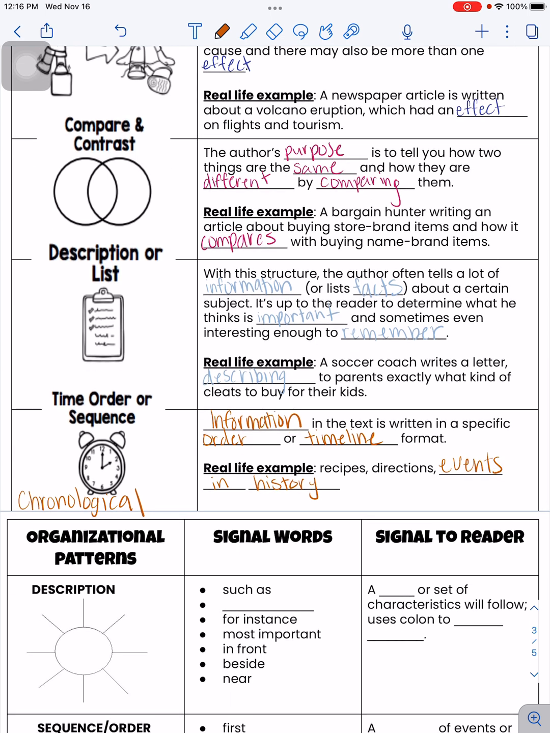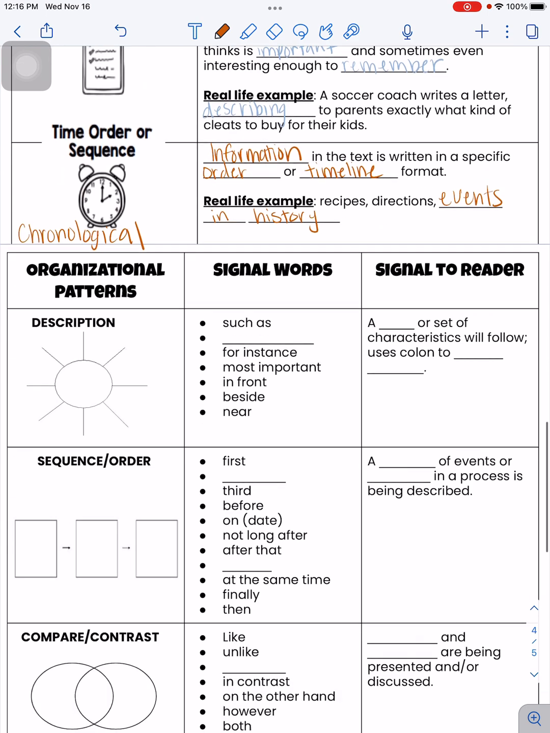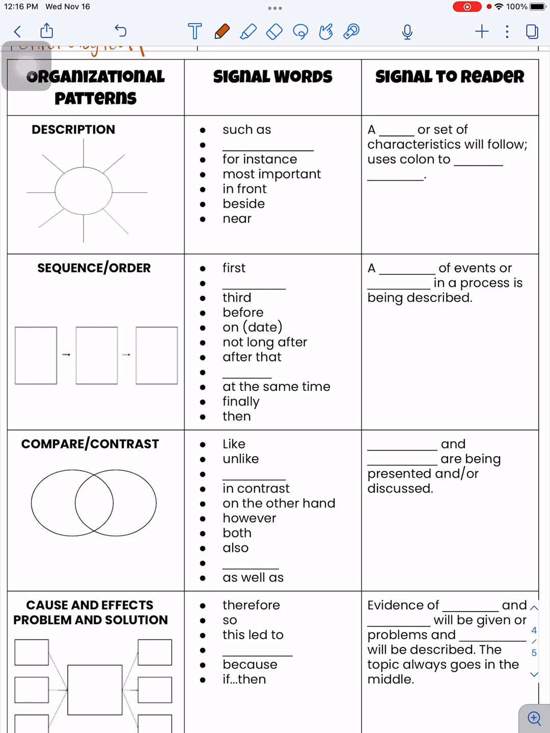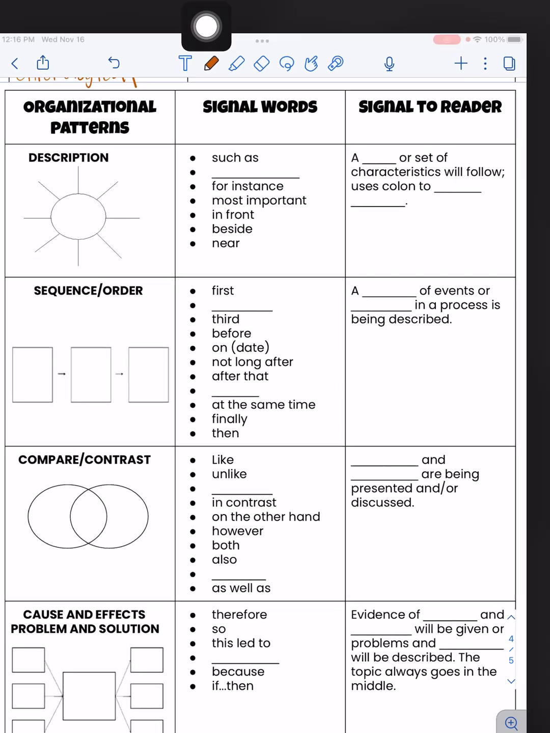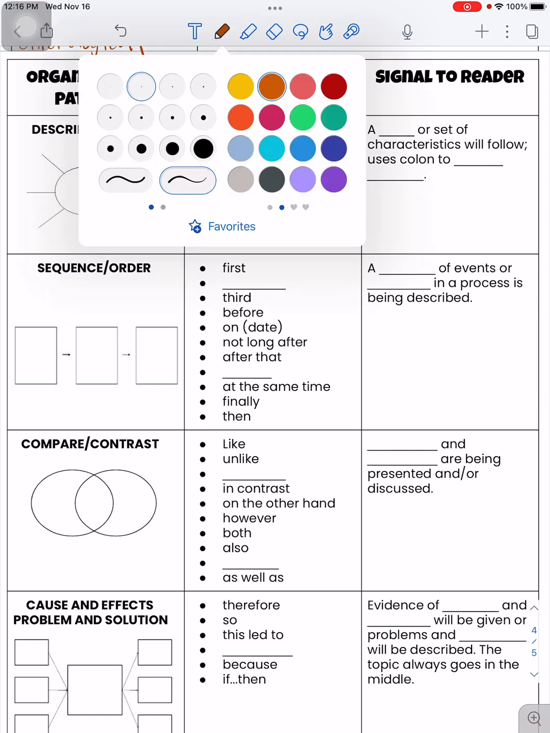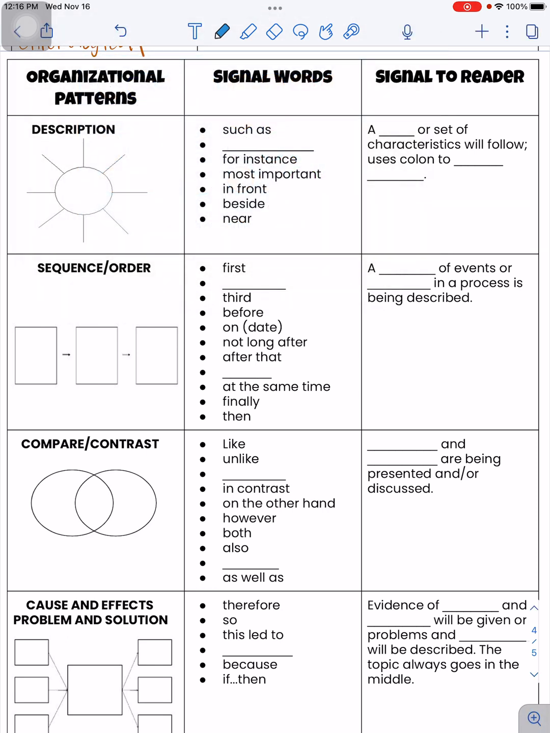So now if you go to the next page, you should see another chart here that on the left side has organizational patterns, in the middle has signal words, and then the right side has the signal to the reader. So these are talking about the same organizational patterns we just went through. So with organizational patterns, we can organize them into specific graphics, into specific thinking maps to help us organize our thoughts. So the description organizational pattern is this bubble map right here.